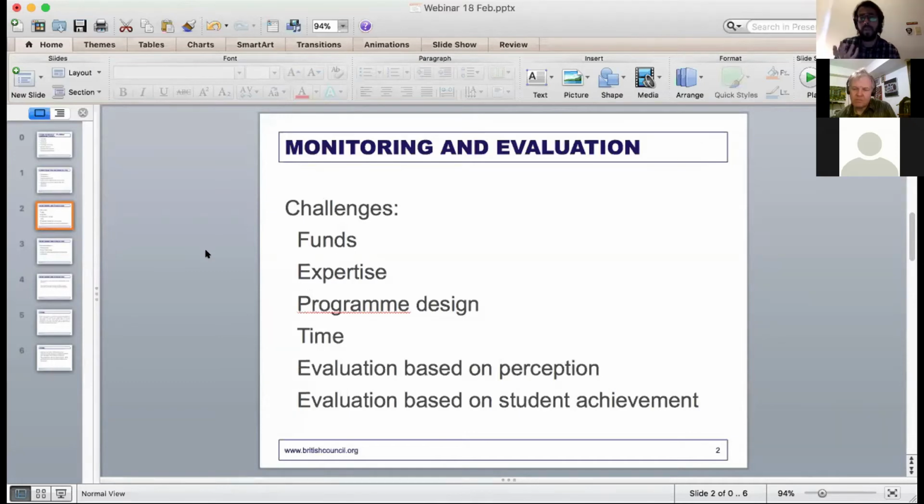This is the main focus and where the money goes most of the time, which means there is usually not enough money to invest, I would say, in monitoring and evaluation. Or if there is, there are some other things that become challenges, such as the next point I have here, which is expertise.